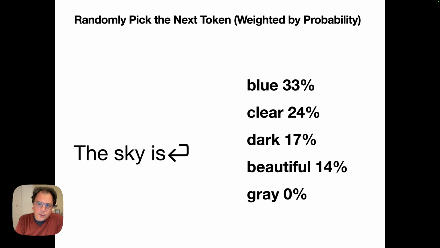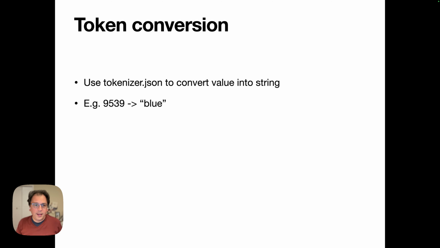So in this case, blue has a 33% chance of being chosen, clear 24% chance of being chosen, and gray in this case will never be chosen. And that is basically how the whole thing works. So it is not very difficult.